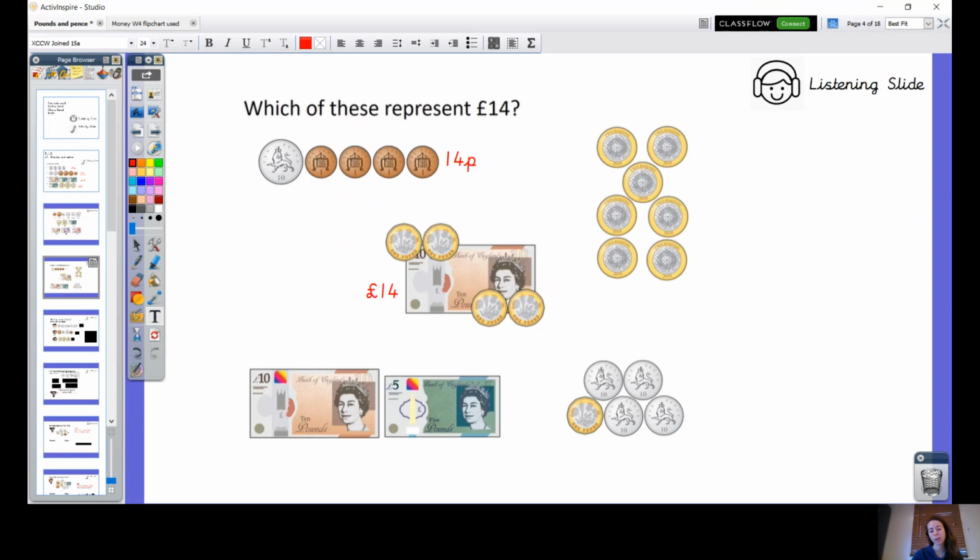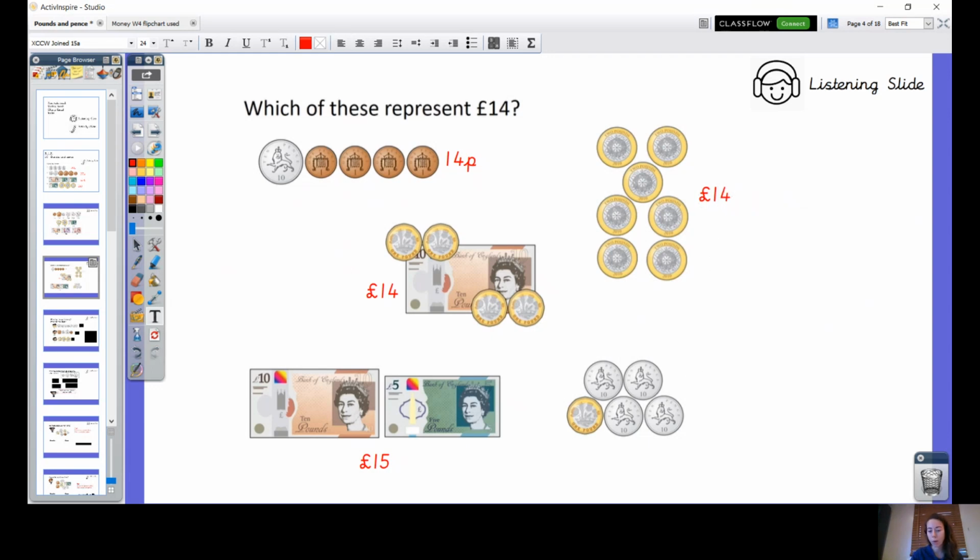What about this group underneath here? We've got 2 notes, a £10 and a £5. No, that makes £15. Not that group. What about this group here? We've got lots, we've got 7 by the looks of it, 7 £2 coins. Well, if we double 7, because each coin is worth £2, that totals £14.